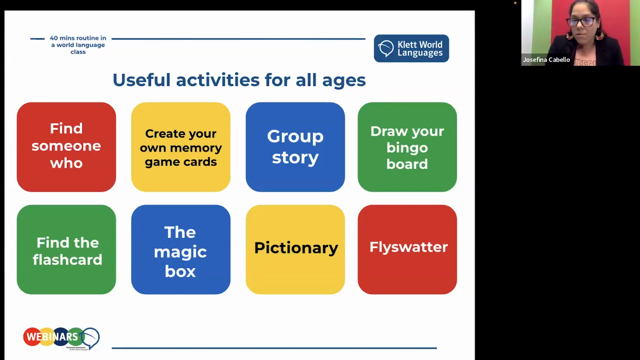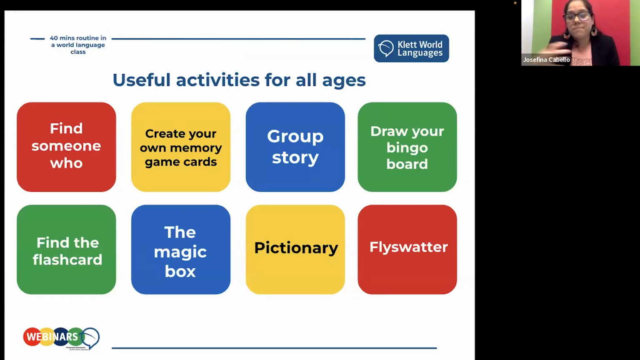You create your own memory game cards. Again, this is a very interesting activity because your students are creating them, and it's going to be more fun than something that's already created. If it's a memory game that they made, it's going to be more engaging and much more meaningful for them.